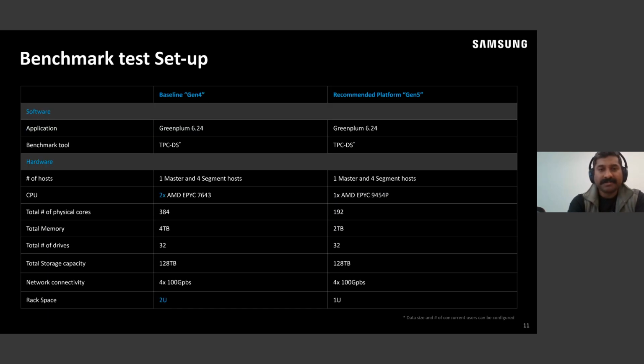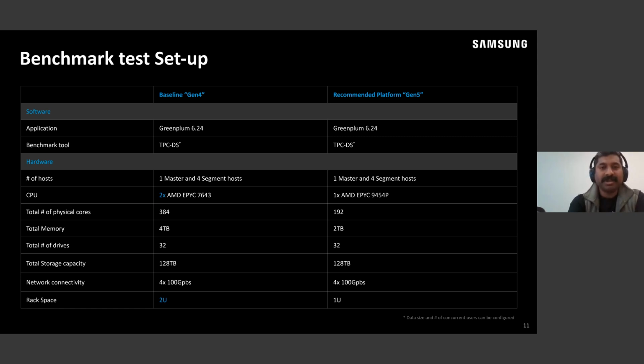Right, moving forward. Okay, so this is the quick look at the benchmark test setup which we recently went through. On the right column, the baseline Gen 4 column, that's our baseline system. What we have done is that we have chosen one of the popular Gen 4 machines. This is a Dell 7525 machine, and we have installed Greenplum 6.24 on that, and we have used the TPC-DS as our benchmarking tool.